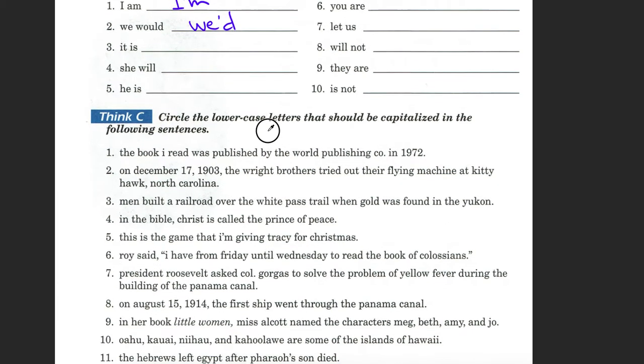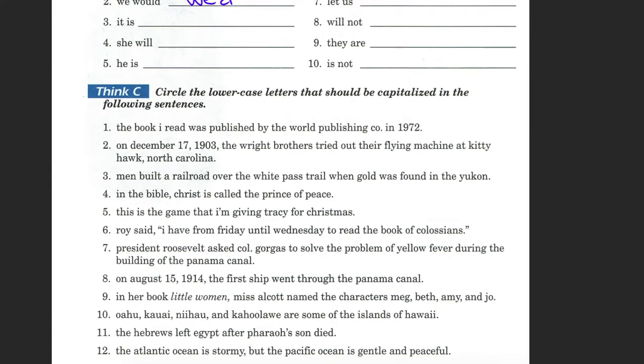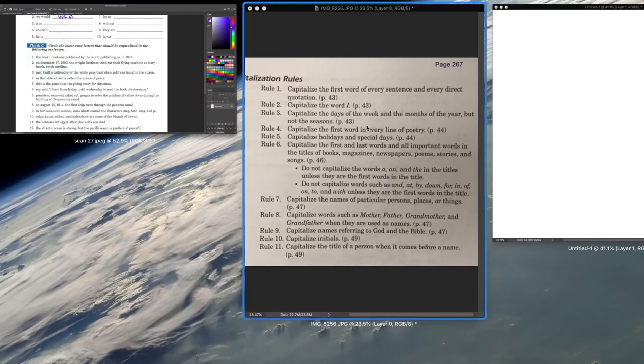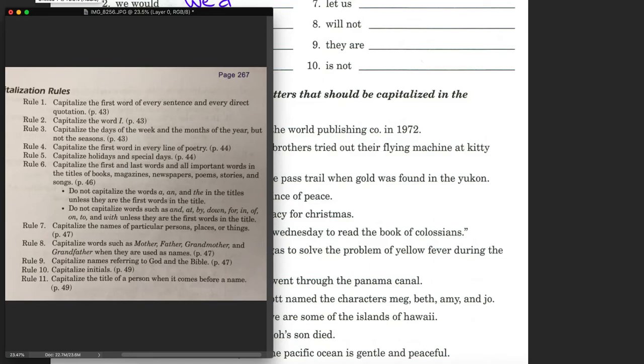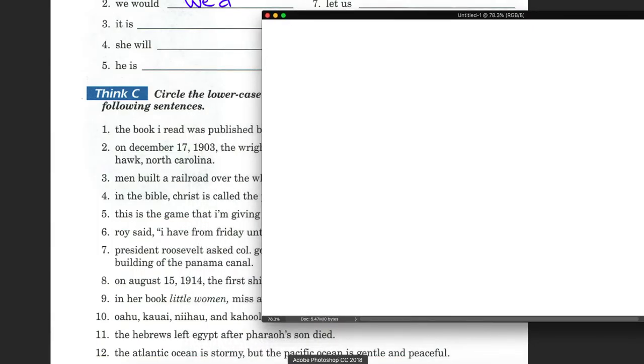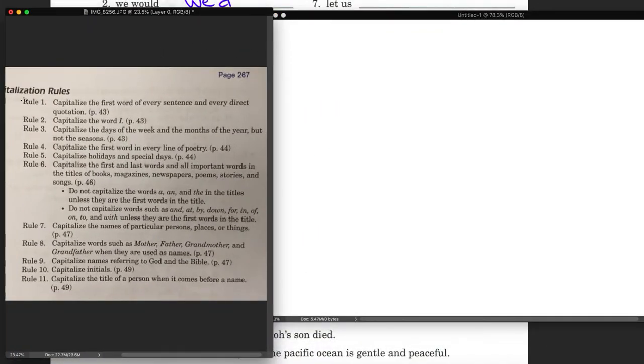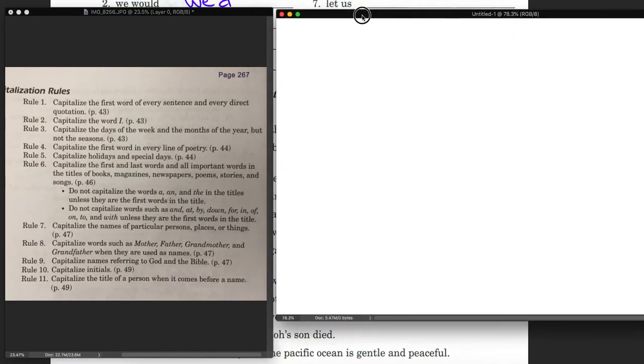Circle the lowercase letters that should be capitalized in the following sentences. You have to remember your capitalization rules, so let's go over that together. If you go to page 267, you will see the list of all the capitalization rules that we went over near the beginning of the school year. So that page is going to help you a lot. If you don't have it, then you can pause the video and just use the screen. All right, so let's go over the rules.